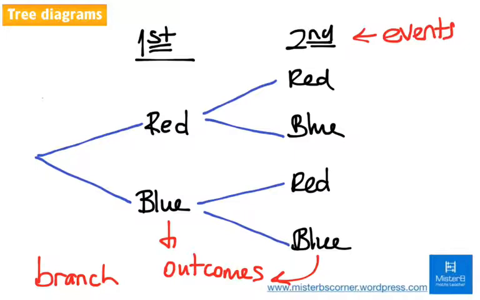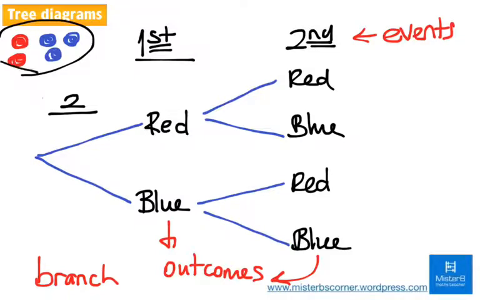Now, I have to work on the probability of each outcome. We have 2 red balls and 3 blue balls. So, picking a red ball from the bag will be, well, there are 2 red balls out of a total of 5. So it's going to be 2 over 5. Now I have to write each probability for each outcome on or above or under each branch. So for the blue, I have 3 blue balls out of 5 balls.